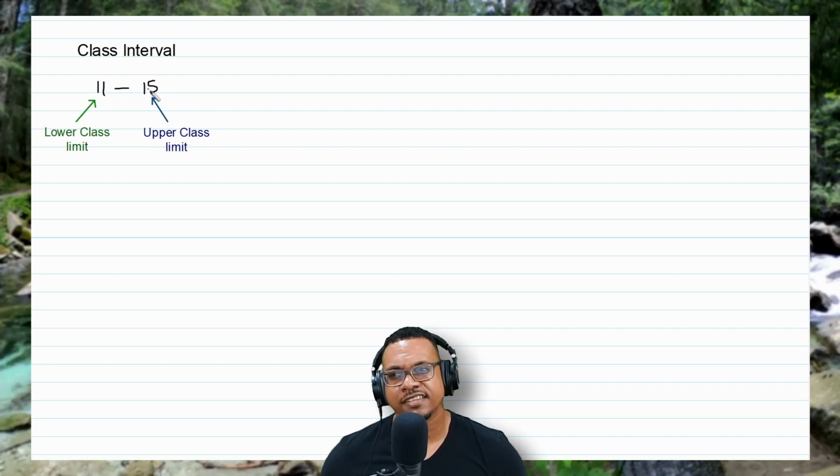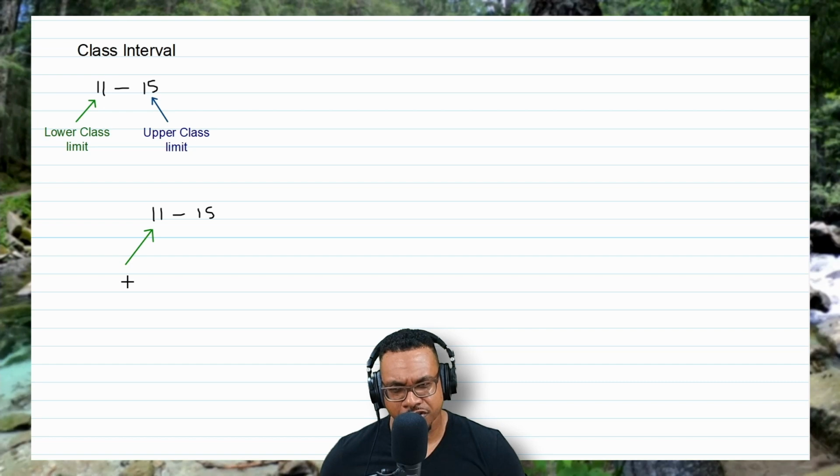So now let's look at the lower class boundary and the upper class boundary. So I'll just write over my class interval 11 to 15. And my lower class boundary will be 0.5 less than my lower class limit. So 0.5 less than 11 is 10.5. And this will be my lower class boundary. So this means that this class interval will hold variables from 10.5 and up.